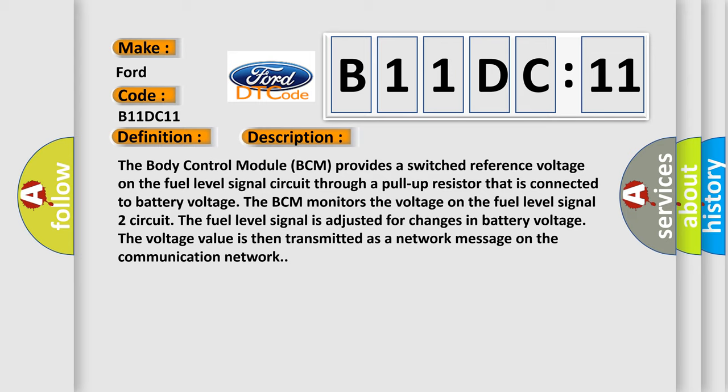The body control module BCM provides a switched reference voltage on the fuel level signal circuit through a pull-up resistor that is connected to battery voltage. The BCM monitors the voltage on the fuel level signal 2 circuit. The fuel level signal is adjusted for changes in battery voltage. The voltage value is then transmitted as a network message on the communication network.